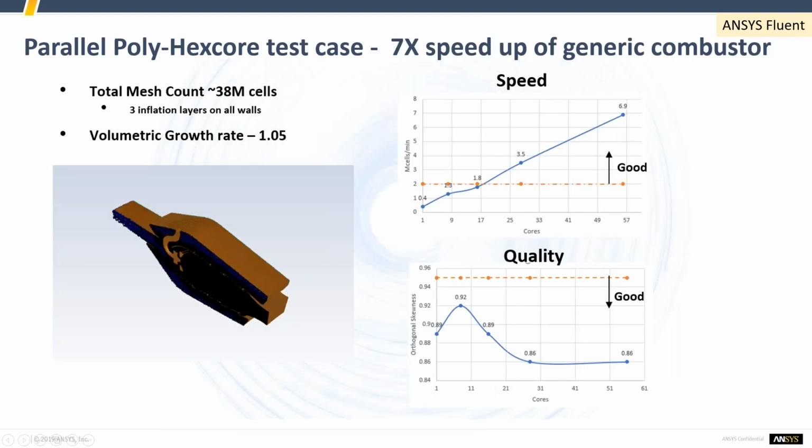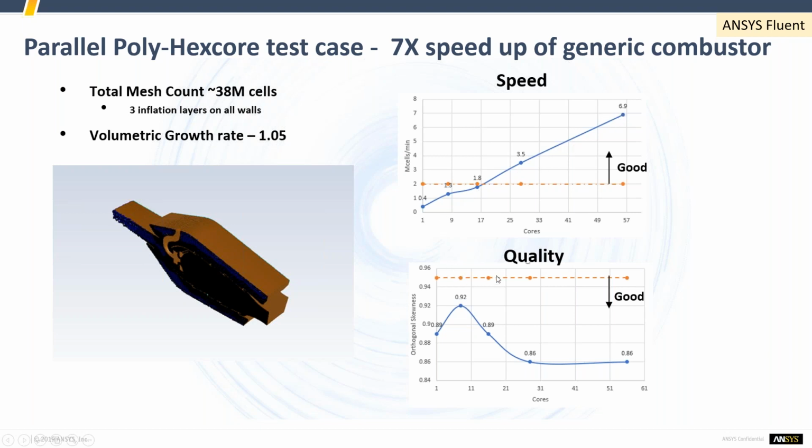I need to click on the right window. There we go. So another test case for parallel Poly-Hexcore is this combustor, where we see that at around 8 cores, it's about 1 million cells per minute. And then if we go to about 55 cores here, it's about 7 million cells per minute. So you really get a good speed up here.